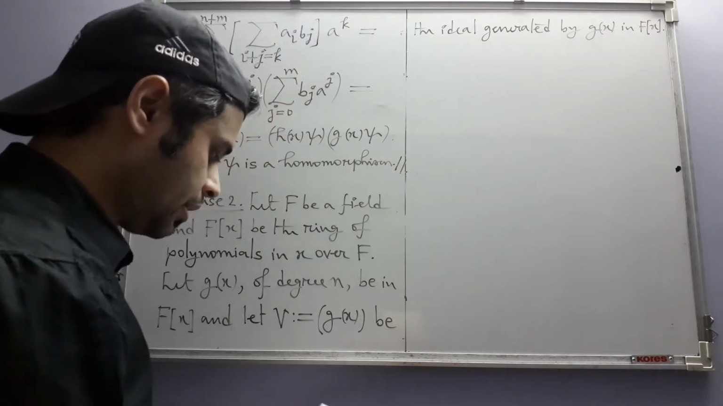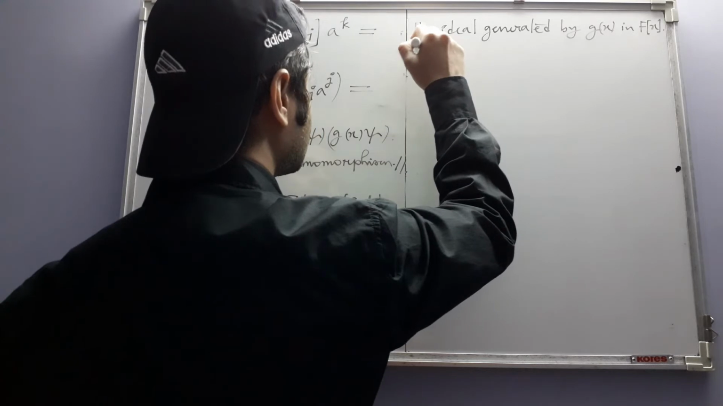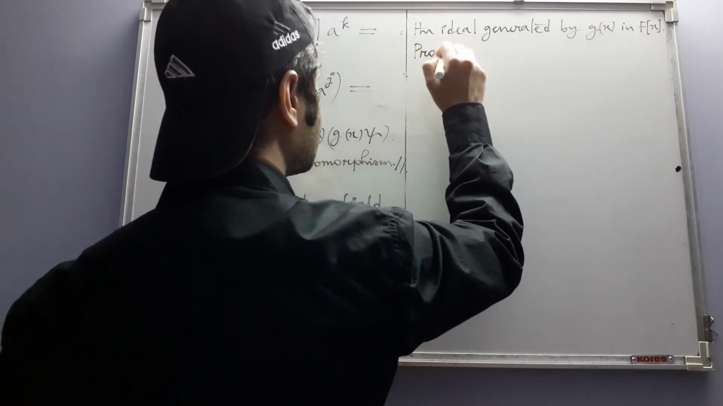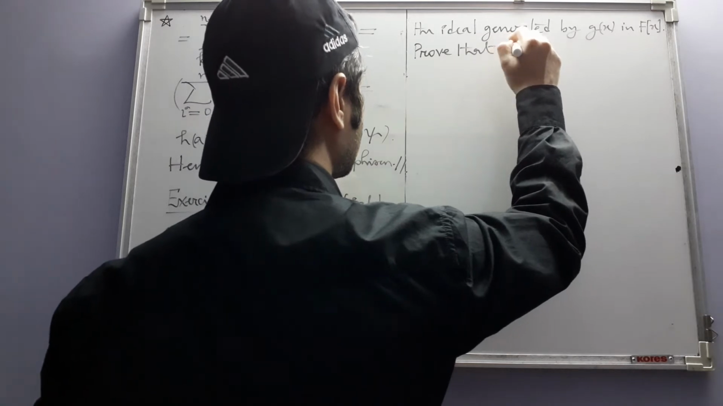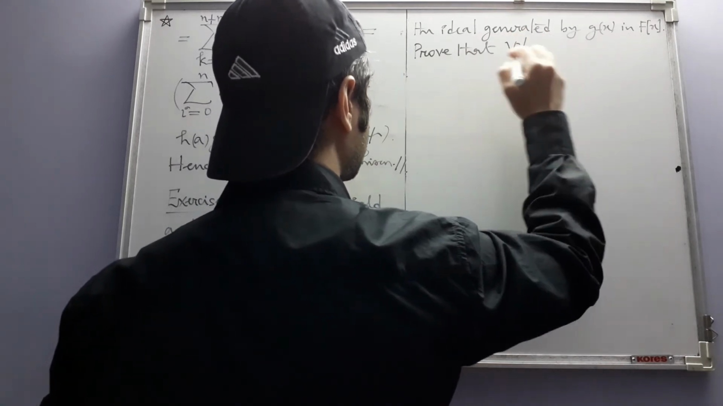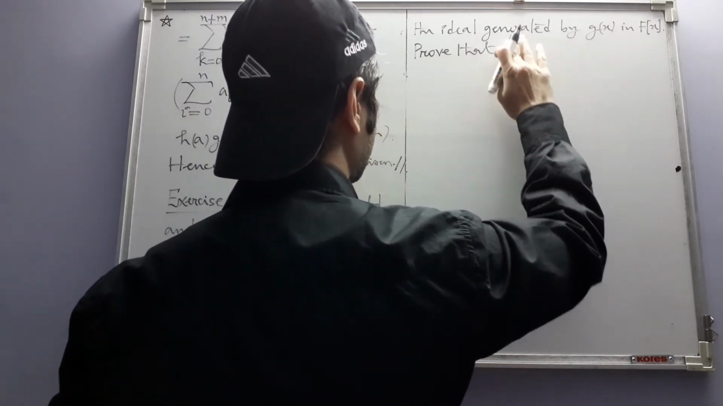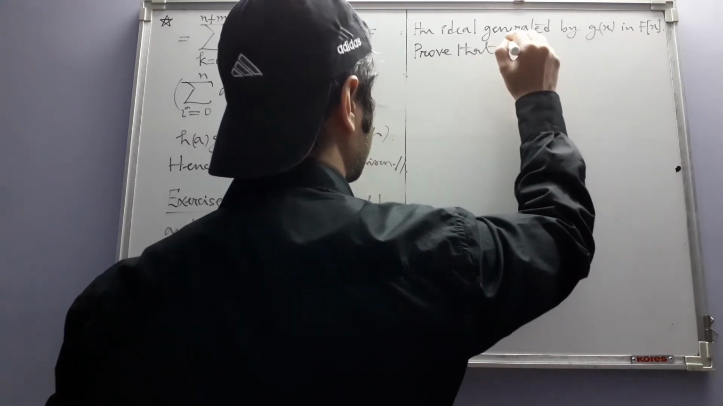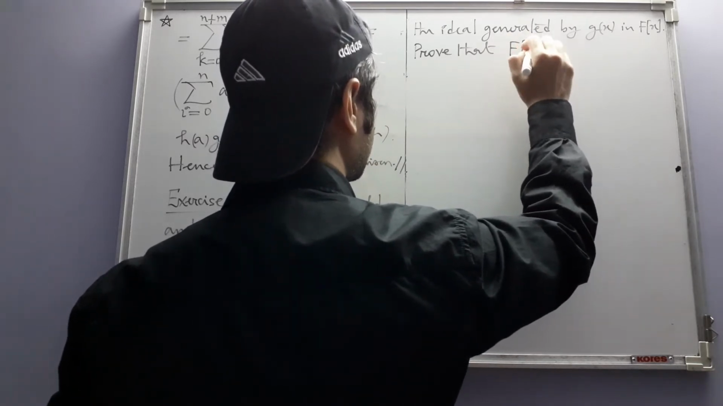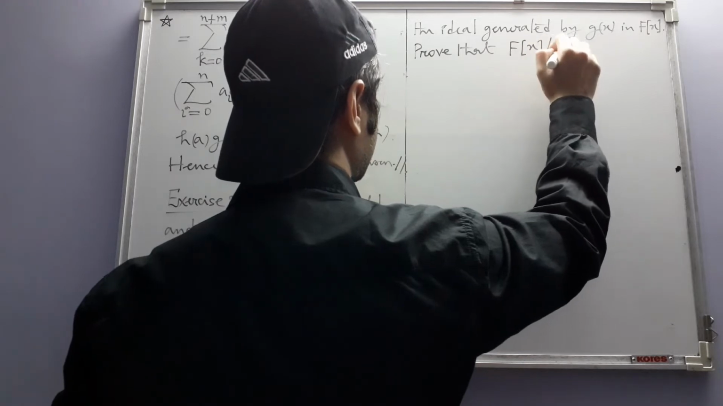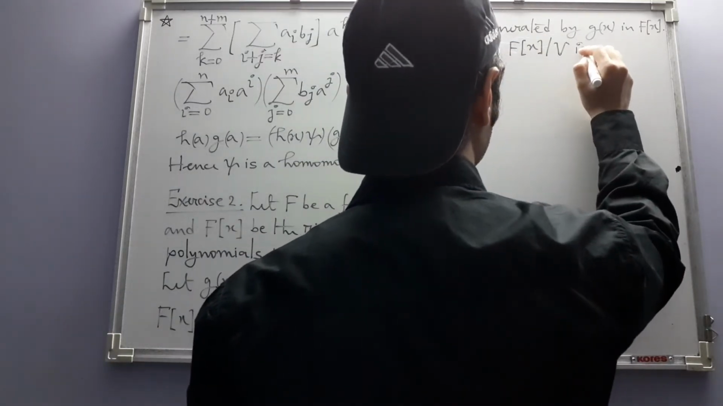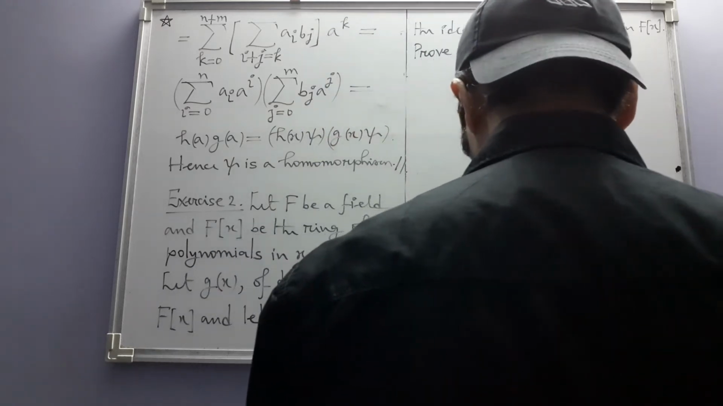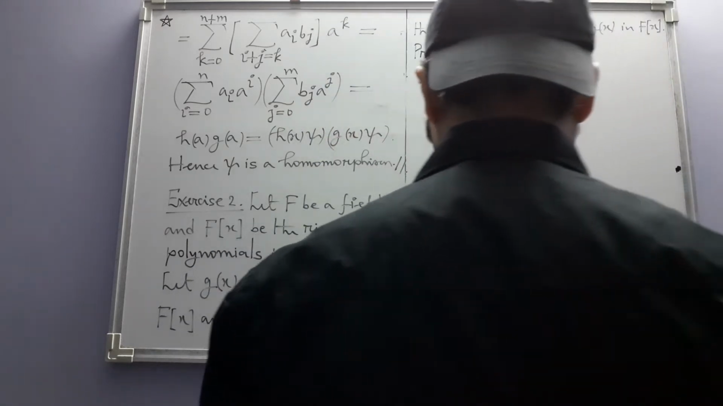Okay, prove that this quotient, it is F[x] by phi, this quotient ring is an n-dimensional vector space over F.